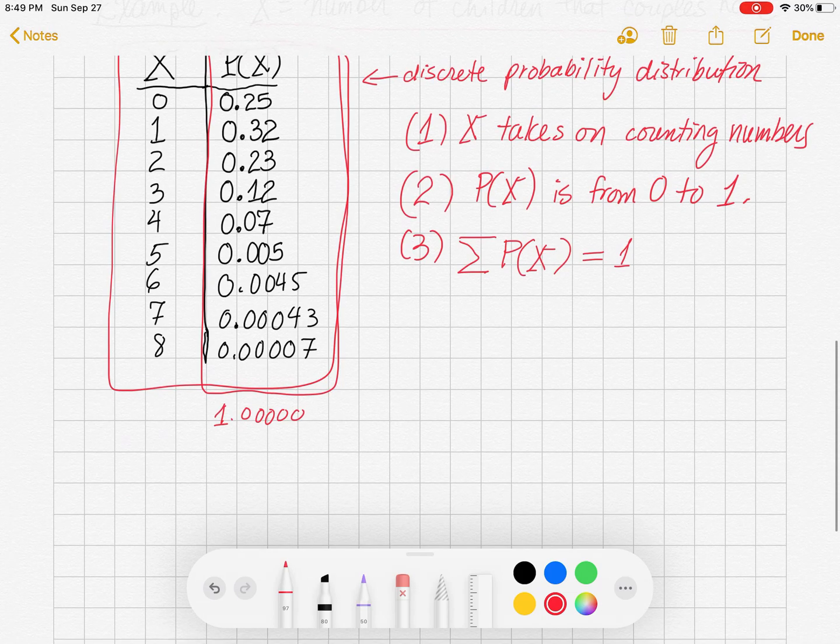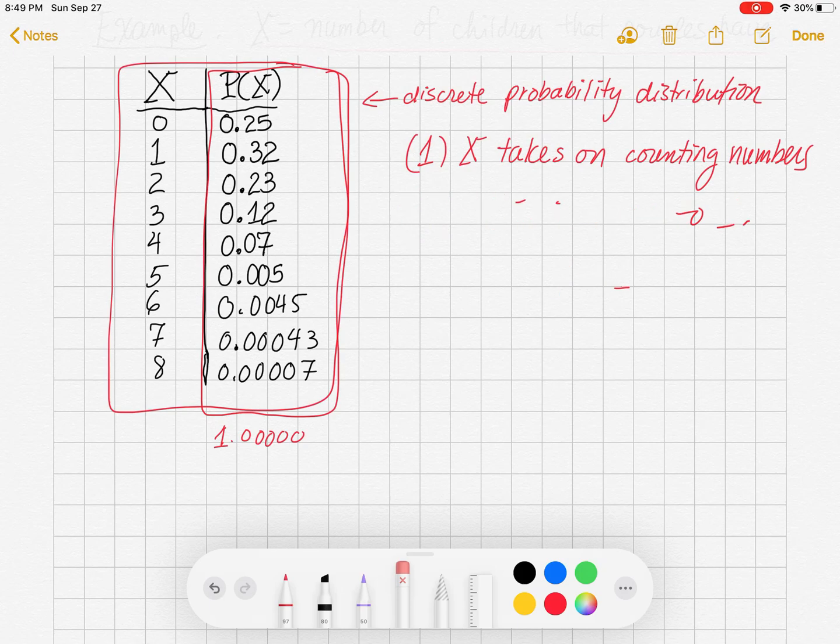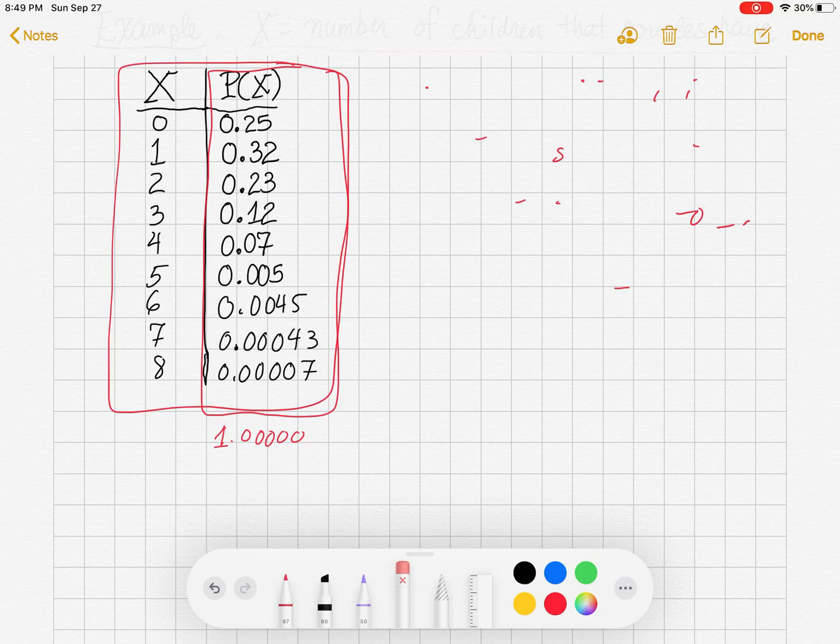Now, we can actually graph this. If we wanted to graph this, we could. Erase all this here. Make a little graph to the side. Okay, here's my graph.